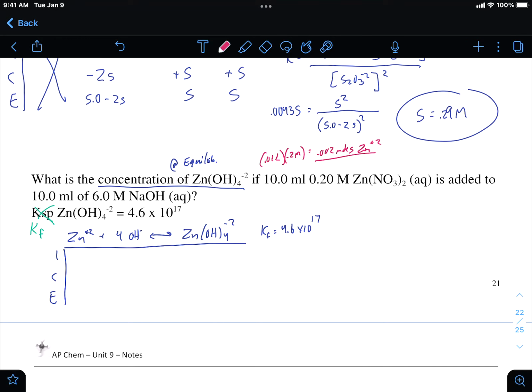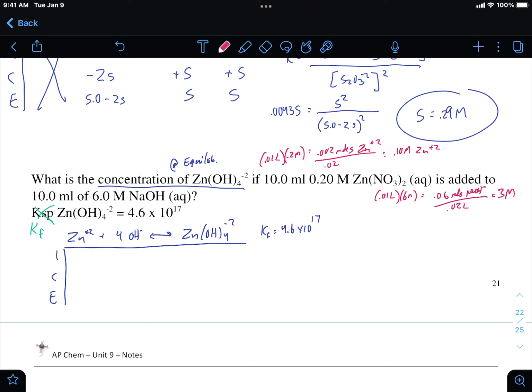This is going to be in a volume of 20 milliliters, so 0.02, right? So 0.1 molar zinc. And for the sodium hydroxide, we've got 10 milliliters, 6 molar. So 0.06 moles NaOH over 0.02 liters. That's going to be 3 molar.